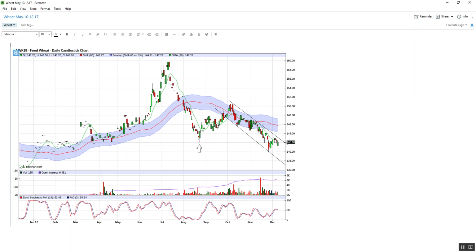We had a blip above the 20 moving average. We're below that again now at the moment. Look for a test at 140.